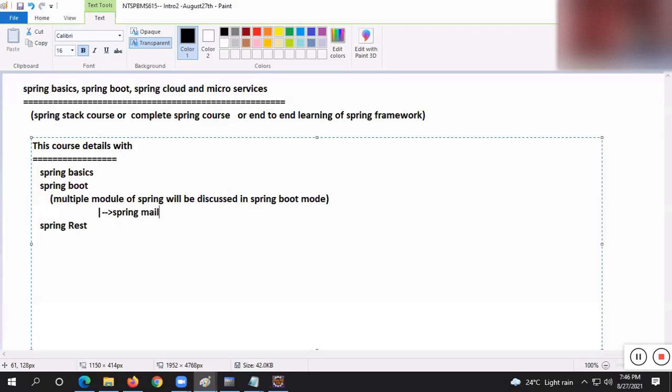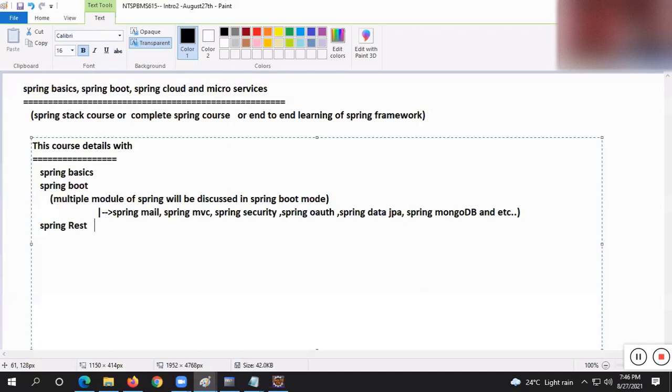We'll be studying Spring Mail, Spring MVC, Spring Security, Spring OAuth, Spring Data JPA, Spring MongoDB and many more. Are you getting my point, guys? Right. Spring REST, for distributed application development, guys.